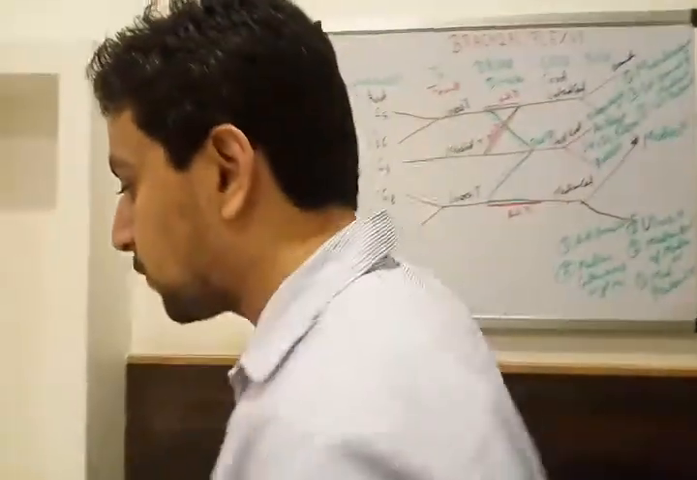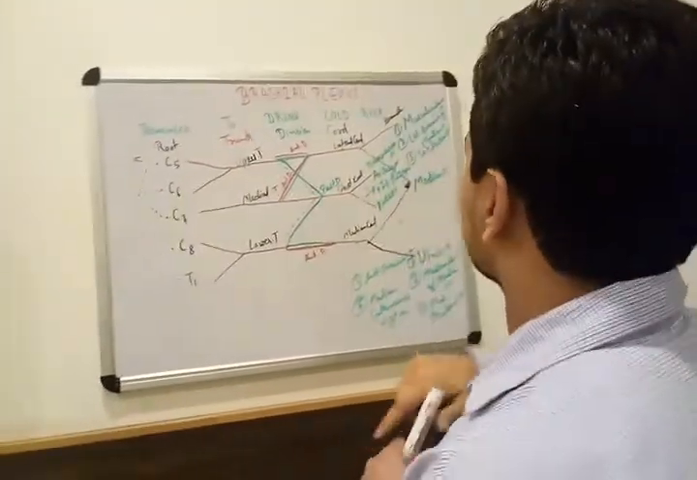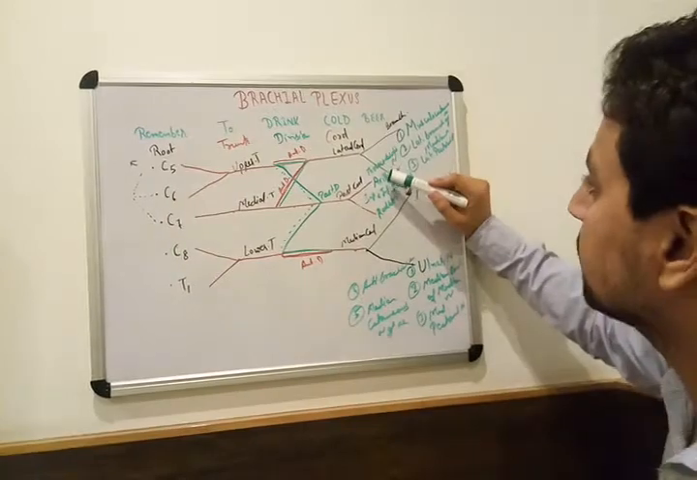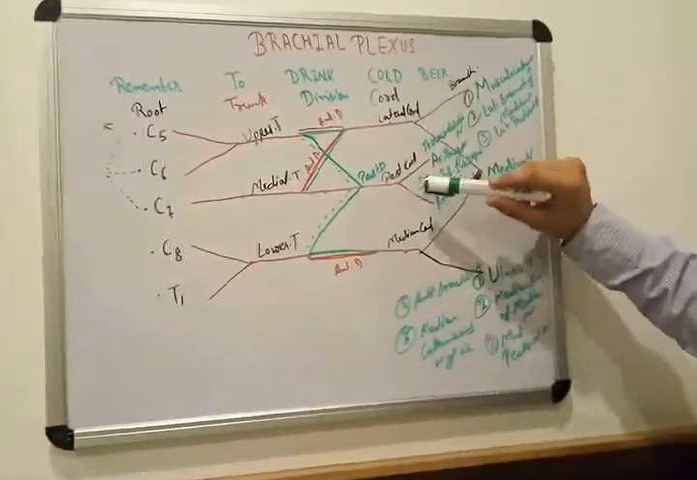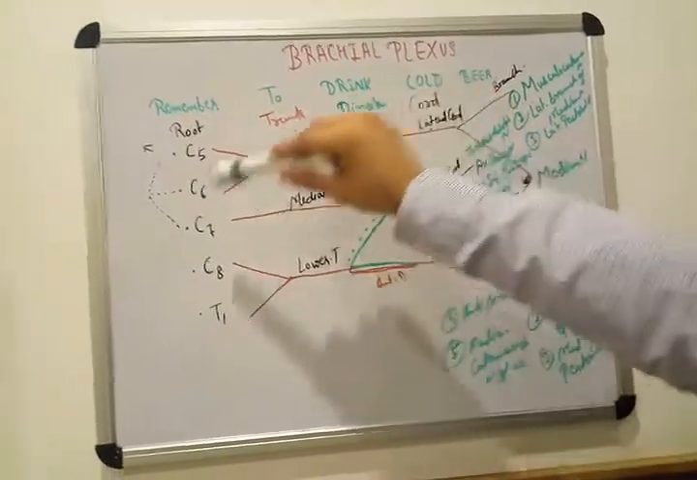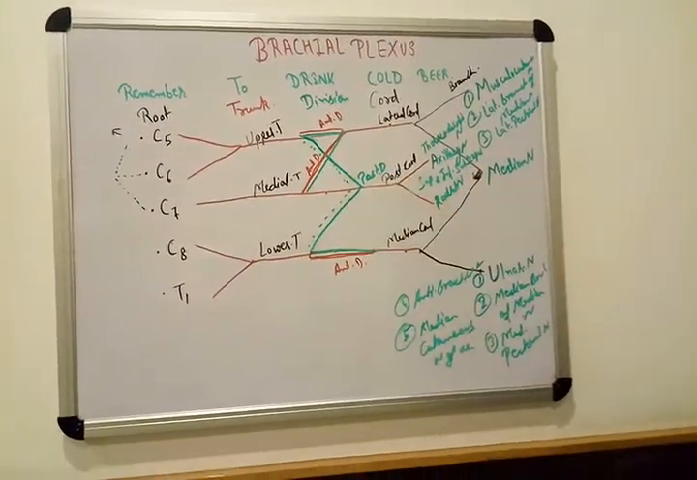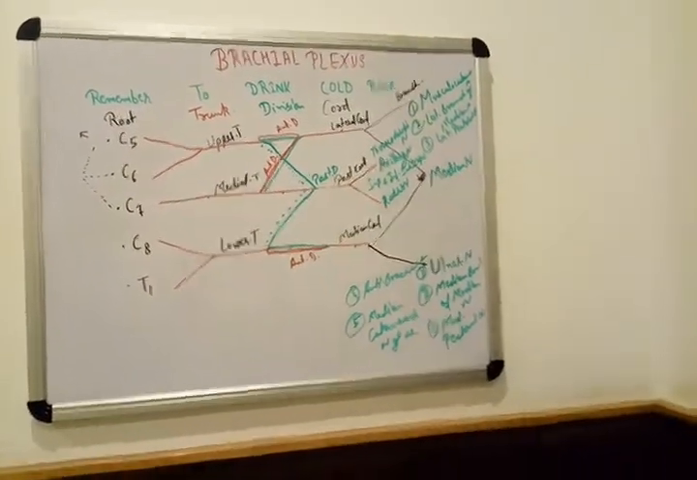I hope it's clear for you. Thoracodorsal, upper and lower subscapular nerve, or superior and inferior subscapular nerve. So total 5 nerve supply here: thoracodorsal nerve, axillary nerve by the posterior cord, and the posterior division includes all of these. Okay, I hope till here it's clear for you.